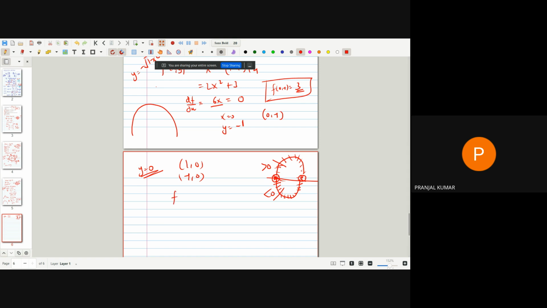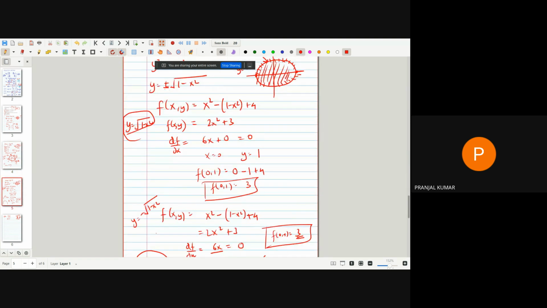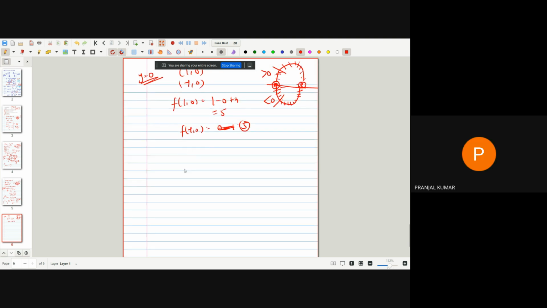Then you have to calculate the function value at these points. So f of (1, 0) is 1 minus 0 plus 4, which is 5. And f of (0, 1) is 0 minus 1... sorry, (-1, 0). I think it is also the same. It is also 5. Okay, so we can do it like this also.